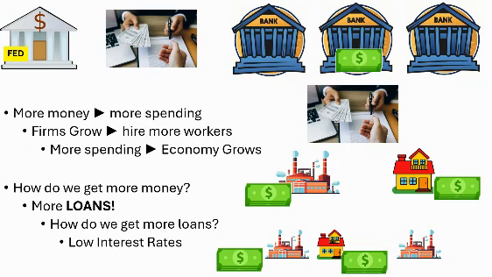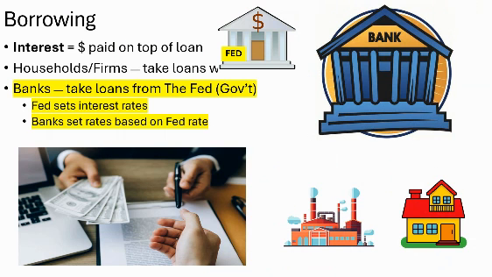Yes, inflation looms in the background. We'll talk about that later. But you get the idea that low interest rates jumpstart this economy. Banks take loans from the Fed, and that's where it jumpstarts. The Fed decides what interest rates will be. They decide how much you have to pay back for a loan.